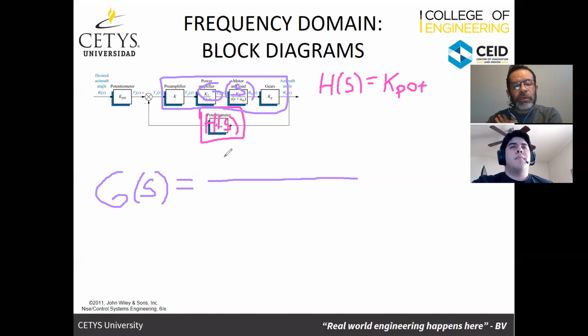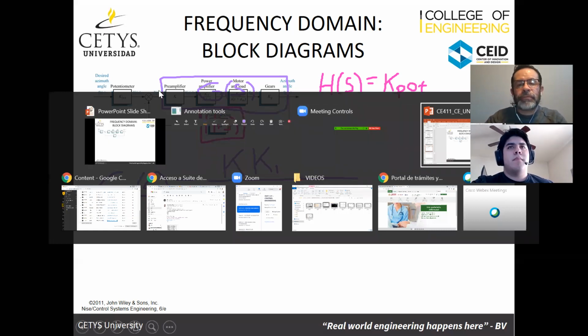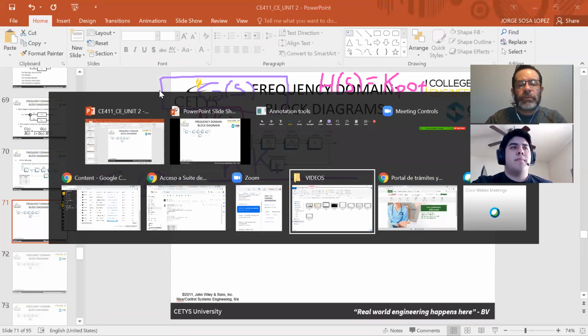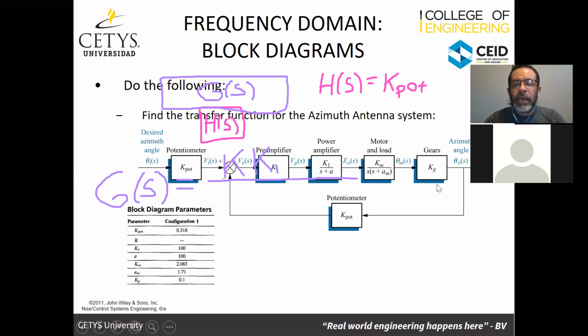So the numerators are going to be k, then here it's k1, then we've got ka, I believe. Oops, I'm going to just go back here. It's km, I'm sorry.